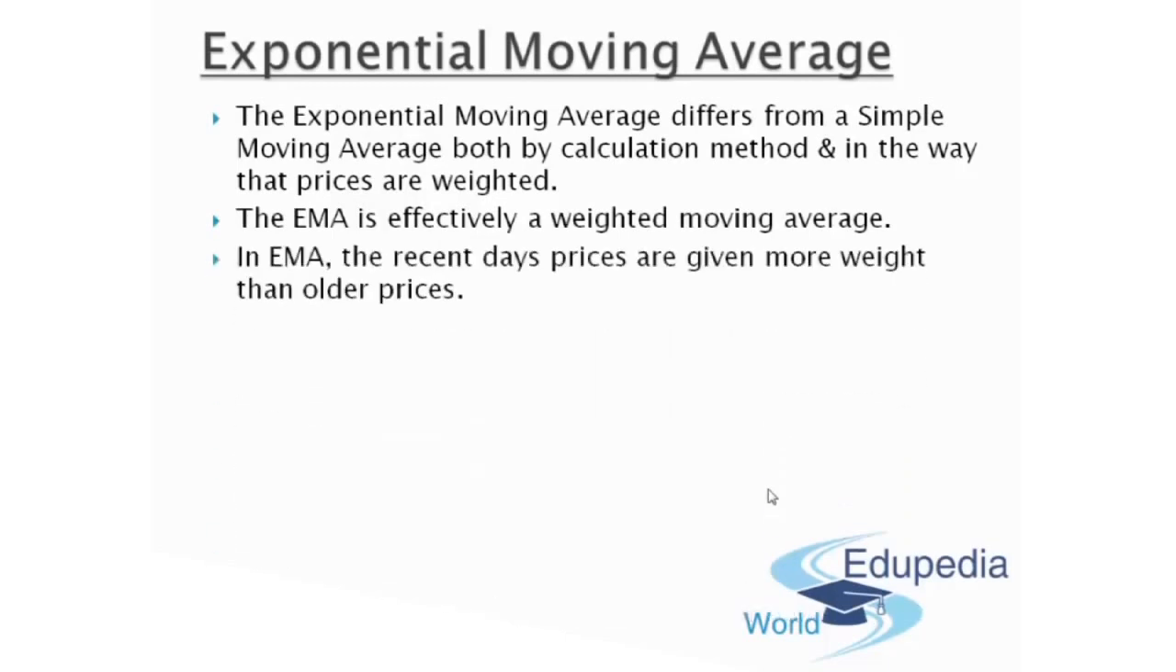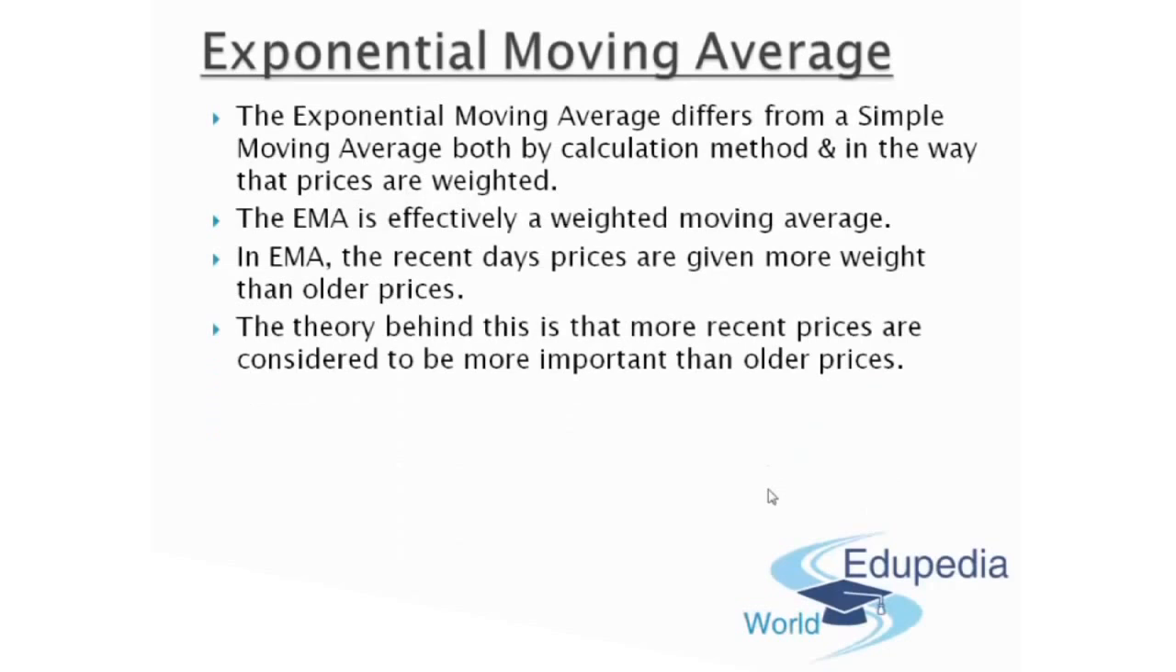In EMA, the recent day's prices are given more weight than older prices. The theory behind this is that more recent prices are considered to be more important than older prices. So obviously guys, if I ask you one thing about taxation: nowadays taxation is like 30% flat for companies, earlier it used to be, let's suppose, 10%, 15 or 20 years down the line. So if tomorrow I have to calculate or get a figure for my next year, what is the most likely taxation structure going to be?